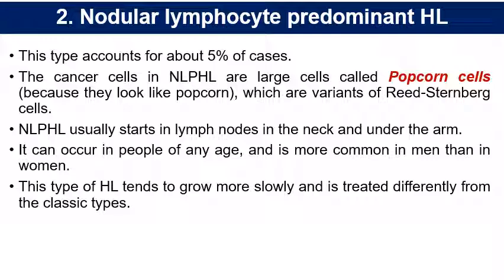Now the second major classification is nodular lymphocyte predominant Hodgkin lymphoma. This type accounts for about 5% of cases, and the cancer cells in this type are large cells called popcorn cells. Why is it popcorn cell? Because they look like popcorn, which are variants of Reed-Sternberg cells, and it usually starts in lymph nodes in the neck and under the arm, and it can occur in people of any age and is more common in men than in women. This type of HL tends to grow more slowly and is treated differently from the classic types. So the treatment options are different for both classifications.